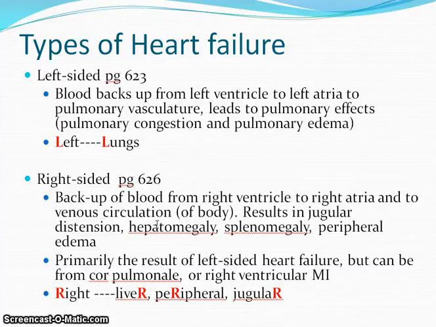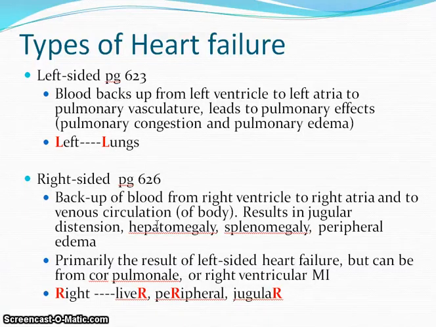Right-sided heart failure is when we have failure of the right atria and right ventricle to pump. So blood backs up to the body or the circulation. It can't get out of the right side of the heart and continue further, so it backs up. We see symptoms related to our systemic circulation. You'll see things like jugular vein distension, enlarged liver, hepatomegaly, enlarged spleen, splenomegaly, peripheral edema.